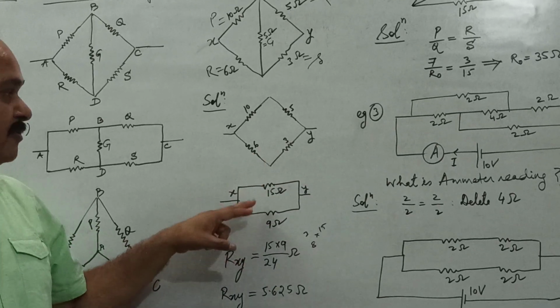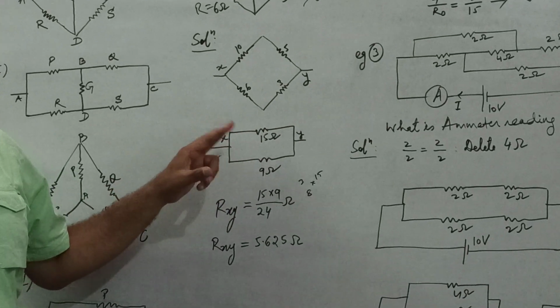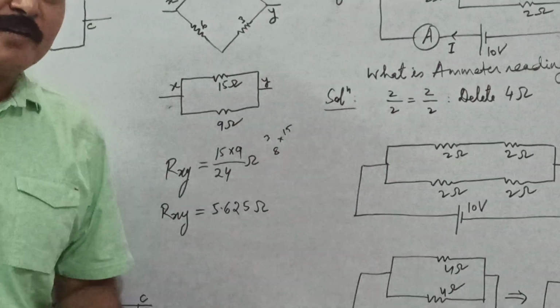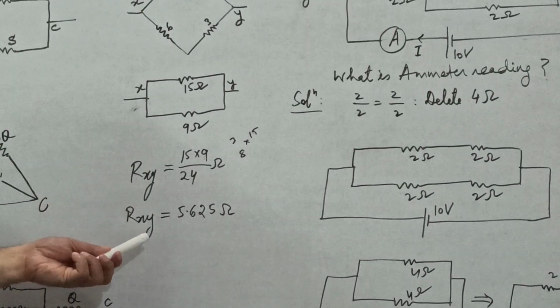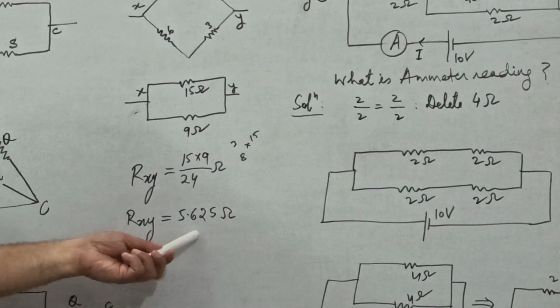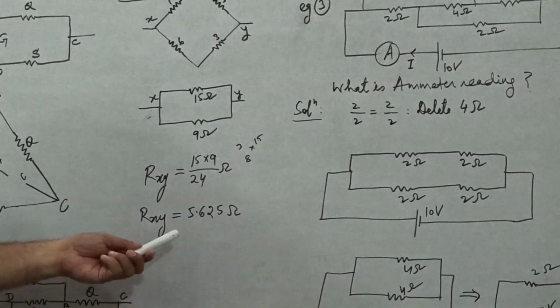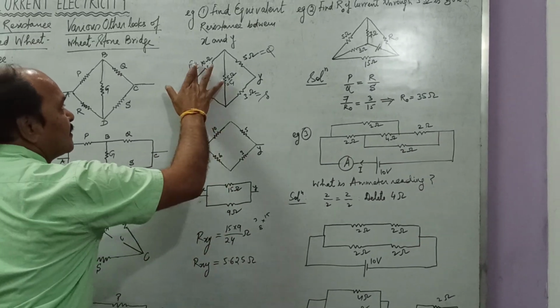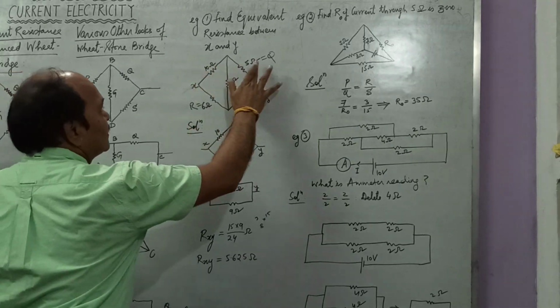6, 3, 9. Now this 9 and 15 are in parallel. So what is their equivalent? 1 upon 9 plus 1 upon 15 is equal to 1 upon R equivalent. If we solve it, we get R equivalent as what? 5.625. That is the equivalent resistance between X and Y in the question. I hope this is clear to everyone.